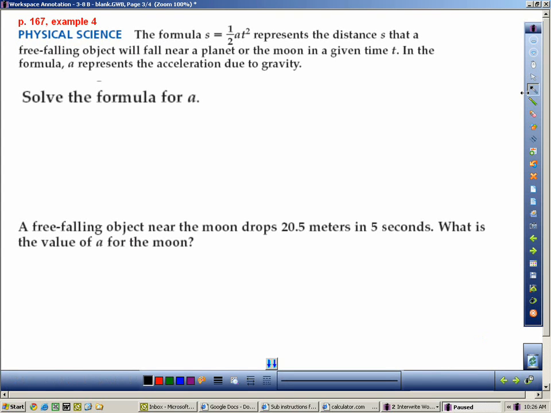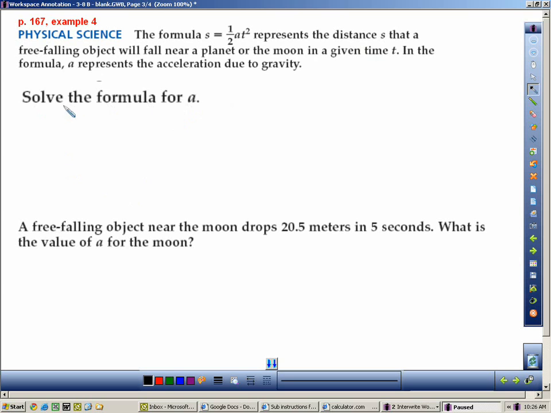This is an example that we'll use to not only review how to use a formula, but also to do some dimensional analysis here at the end. This is in your book at page 167, example 4. We're given a formula here, and we're told that S is the distance that a free-falling object will fall near a planet or a moon. That's what S is. T is a time, and then A represents the acceleration due to gravity.